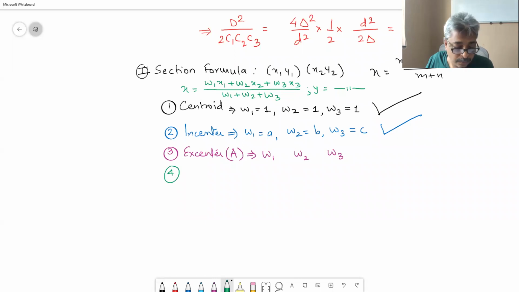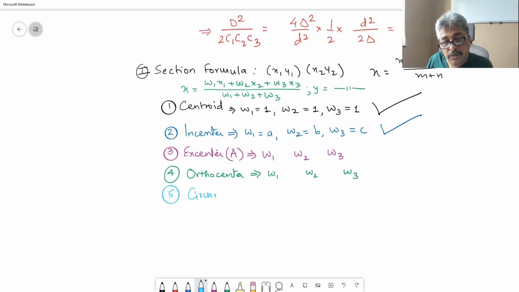Fourth, orthocenter. W1, W2, W3. And fifth, circumcenter. W1, W2, W3. Okay, fill in the blanks, complete this table, and maybe show me.